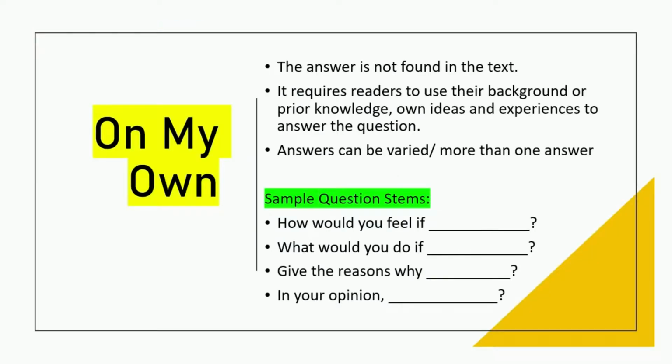The fourth type is called on my own. The answer is not found in the text. It requires readers to use their background or prior knowledge, own ideas and experiences to answer the question. Answers can be varied, more than one answer. So sample questions. How would you feel if? What would you do if? Give the reasons why, or in your opinion.